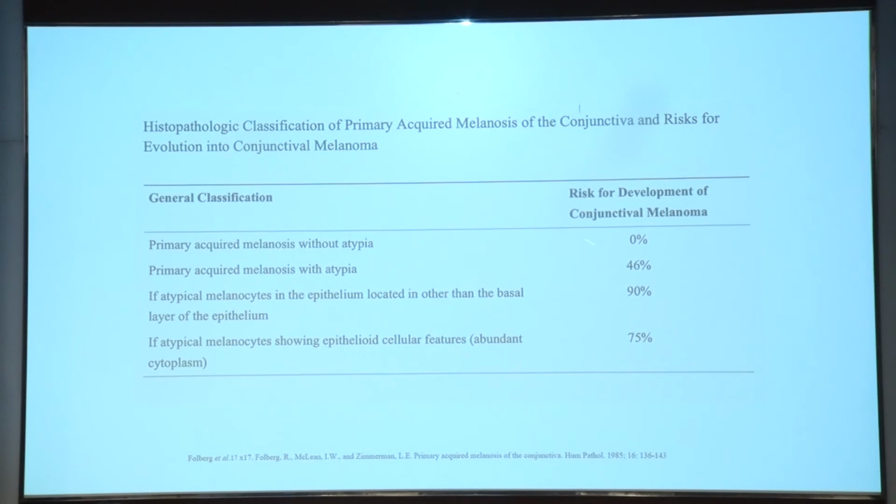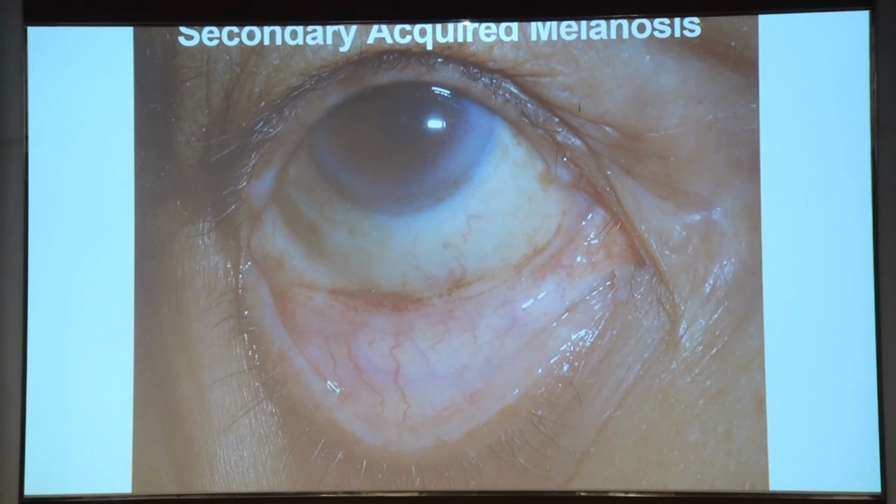That's your job to ask them. If it's PAM with atypia, then there is approximately 46% chance of conjunctival melanoma. That's nearly 50%. So these are the patients where you need to be a little more aggressive in your treatment. And then there are other factors. If the atypical melanocytes are in the epithelium, located in other than the basal layer, then it's almost 90%. So basically these are different factors by which, with pathological reporting, you can correlate the risk of development towards a melanoma and take appropriate action.